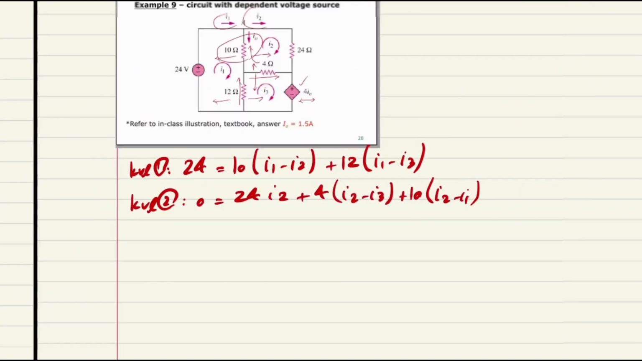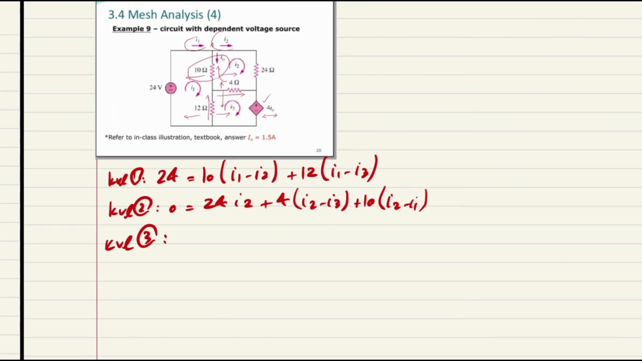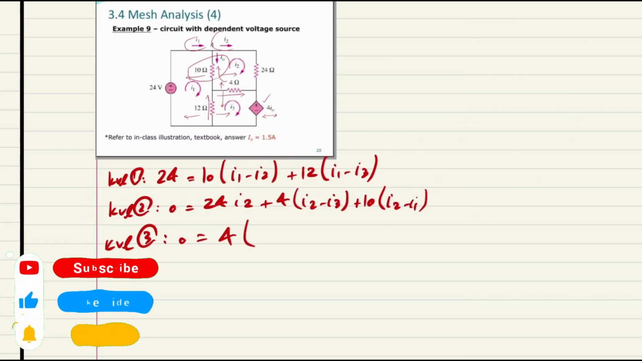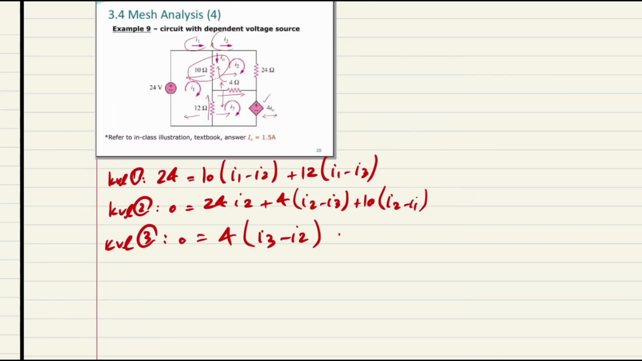So for the KVL number 3, what I got, again, is that all of them would be considered as a consumer. All of them we're going to consider as voltage drop. We don't care that we do have a dependent source. We're still going to consider it as a voltage drop. So it means 4 times, as I just told you, on the right side, we do have I3, on the left side, we do have I2. Then we move through the next one, which is just a normal 4 IO, and as I know, IO is going to be I1 subtracted by I2. Then I do have another voltage drop, plus 12 times I3 subtracted by I1.